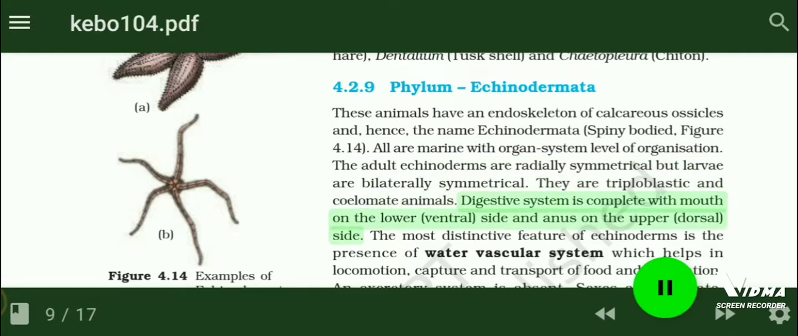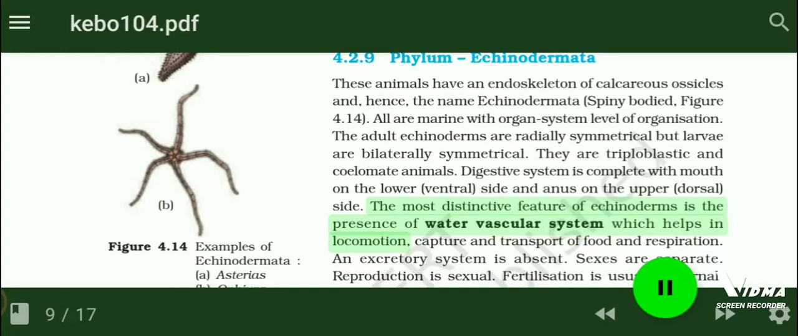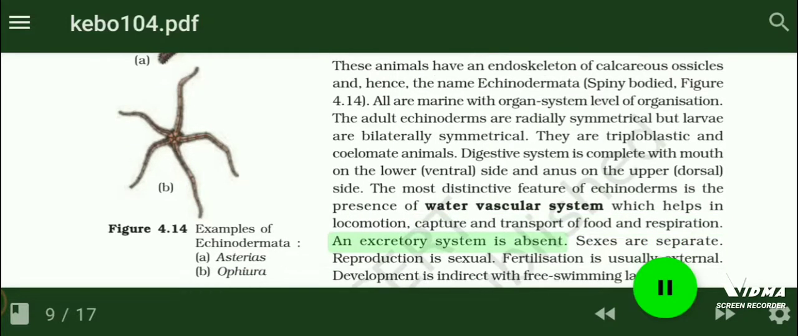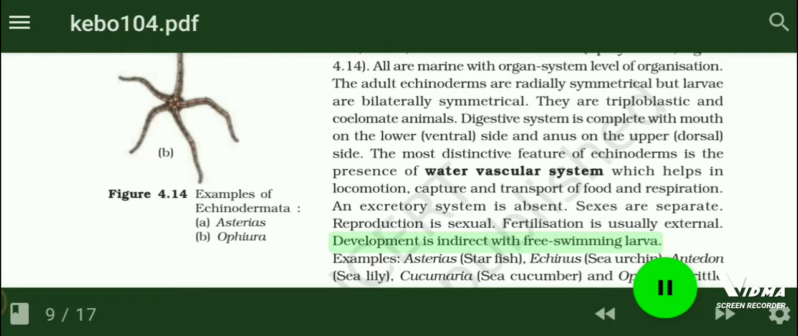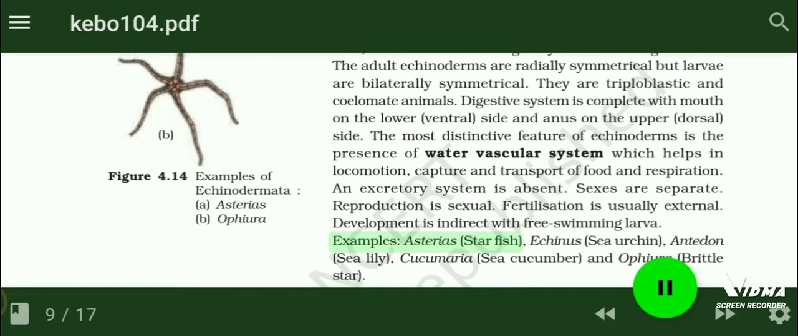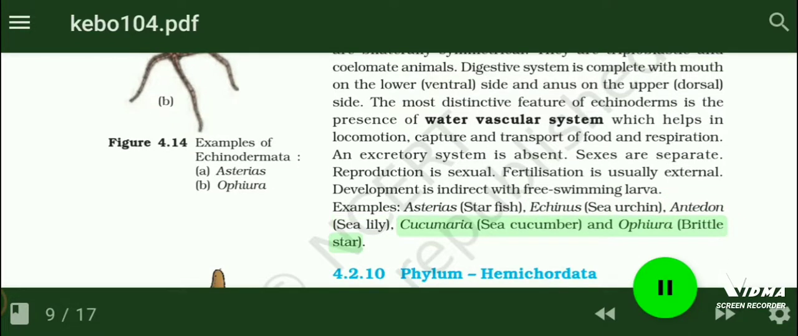Digestive system is complete with mouth on the lower ventral side and anus on the upper dorsal side. The most distinctive feature of echinoderms is the presence of water vascular system which helps in locomotion, capture and transport of food and respiration. An excretory system is absent. Sexes are separate. Reproduction is sexual. Fertilization is usually external. Development is indirect with free-swimming larvae. Examples: Asterias (starfish), Echinus (sea urchin), Antedon (sea lily), Cucumaria (sea cucumber), and Ophiura (brittle star).